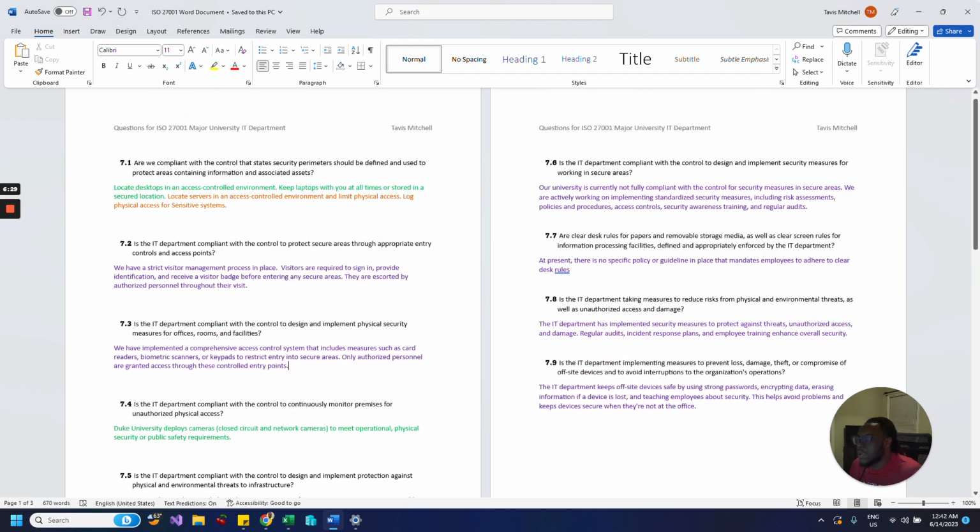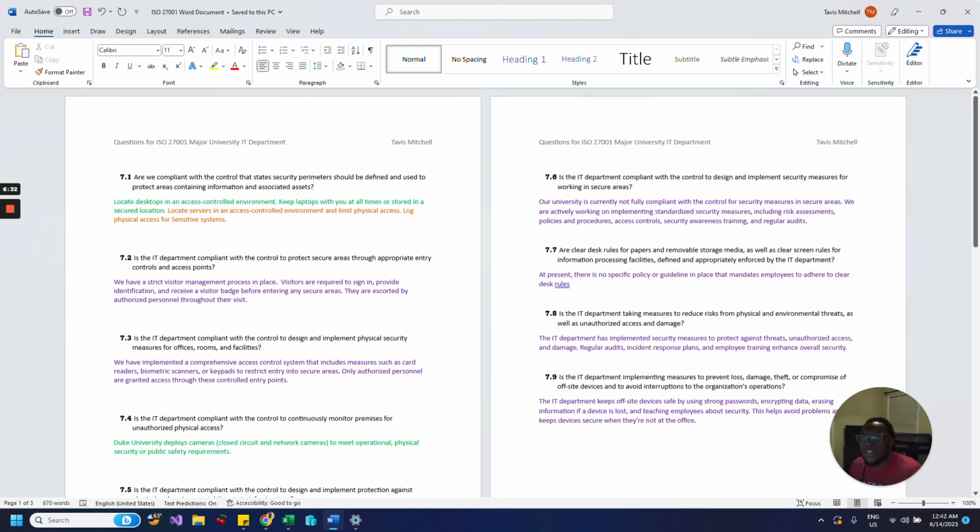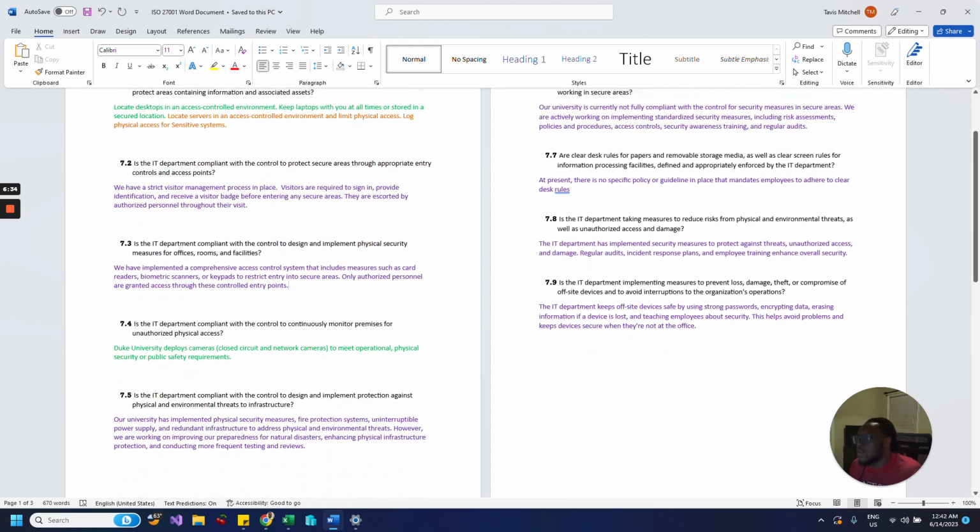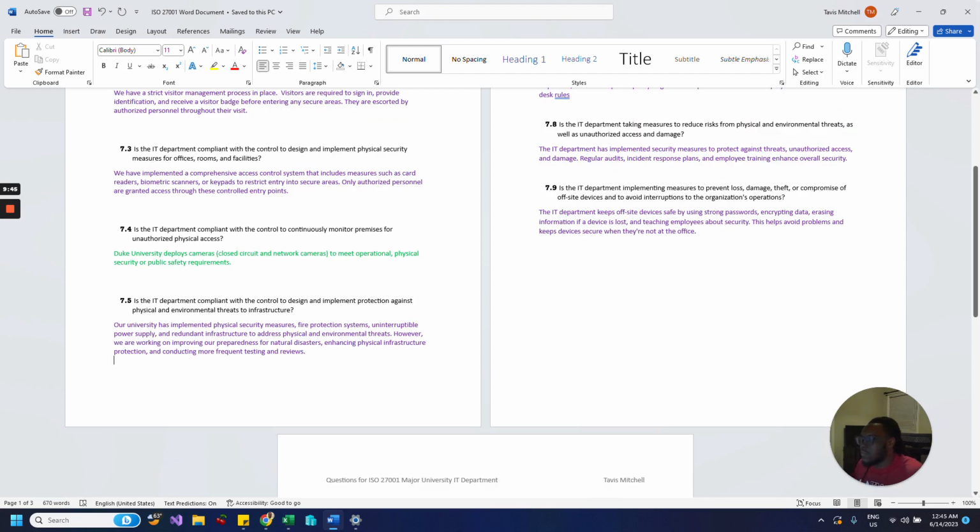7.4. So remember, guys, this section of the audit is talking about physical security. Okay, 7.4. Is the IT department compliant with the control to continuously monitor premises for unauthorized physical access? Are they continuously monitoring that? Okay. Duke University deploys cameras, closed circuit and network cameras, to meet operational physical security or public safety requirements. So I actually got this from Duke's documentation, guys. Somewhere in Duke's documentation. Okay.